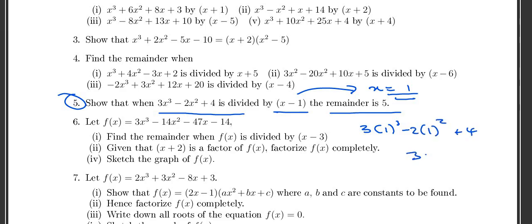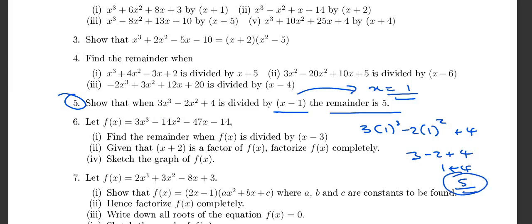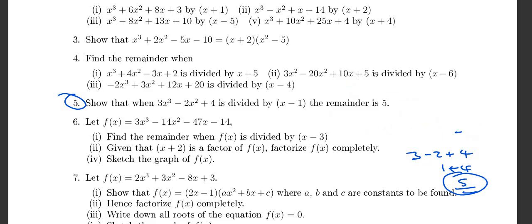This is going to be a 3 minus 2, then plus a 4. This will be 1 plus 4. This gives you a 5. So x minus 1 is not a factor of this polynomial because the remainder is not 0. The remainder is what? 5. Yeah, so this is what the remainder theorem does. They just give it to you for you to verify whether something is going to be a factor or not.